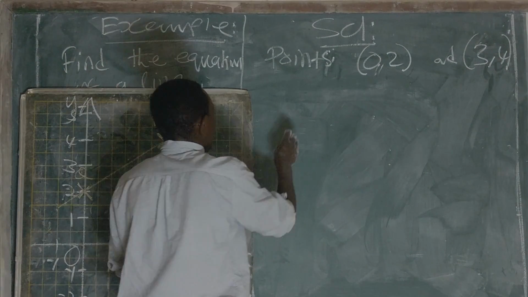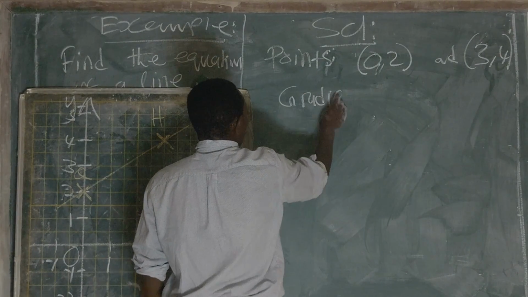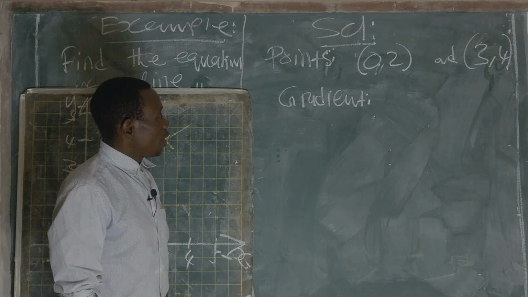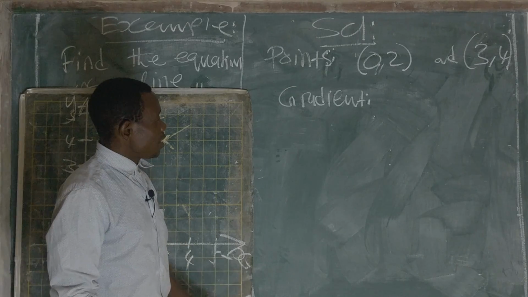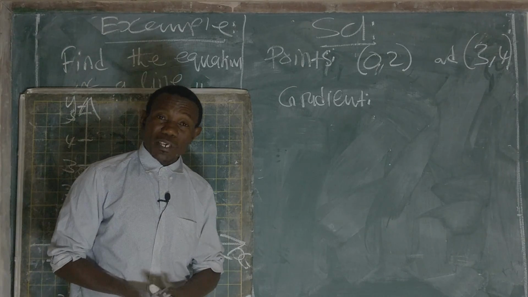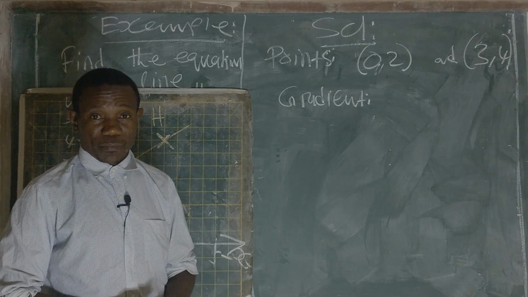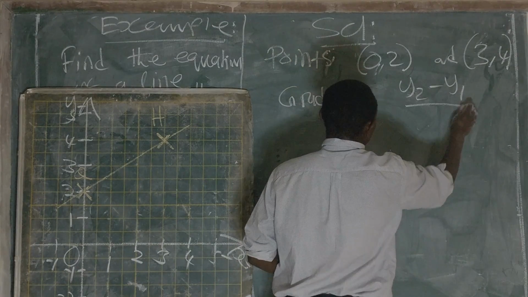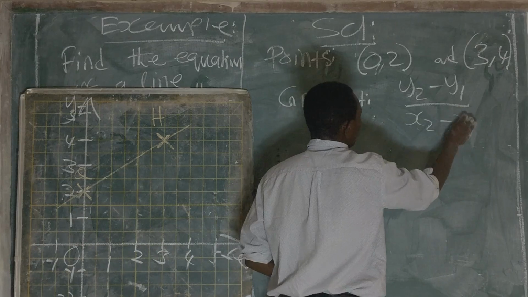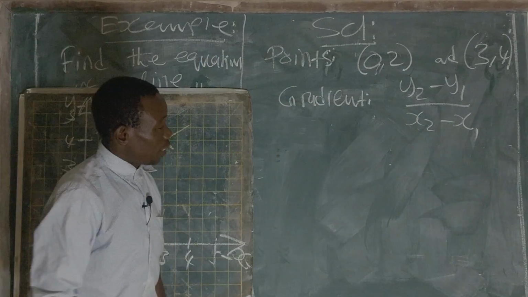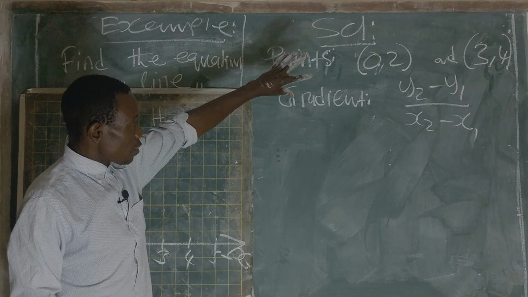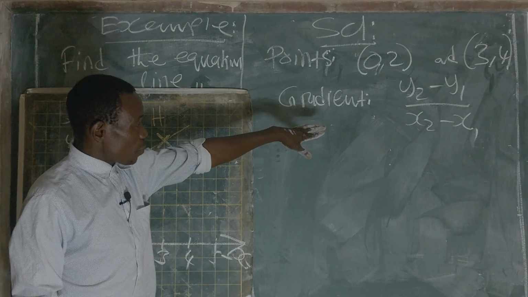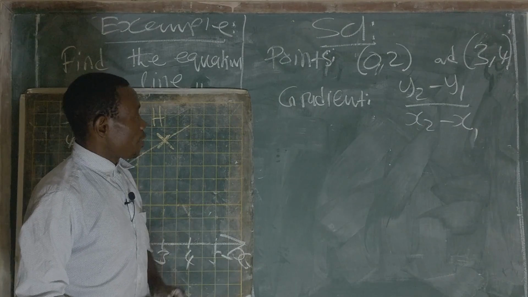So what I'll do here is work out the gradient first of this line. You know the gradient of the line is defined by a ratio of the change in y coordinates to the change in x coordinates, which we're now going to write down. It is y2 minus y1 over x2 minus x1. So you calculate the gradient.